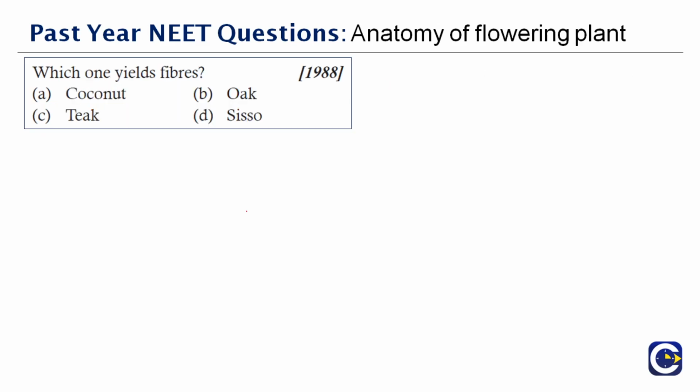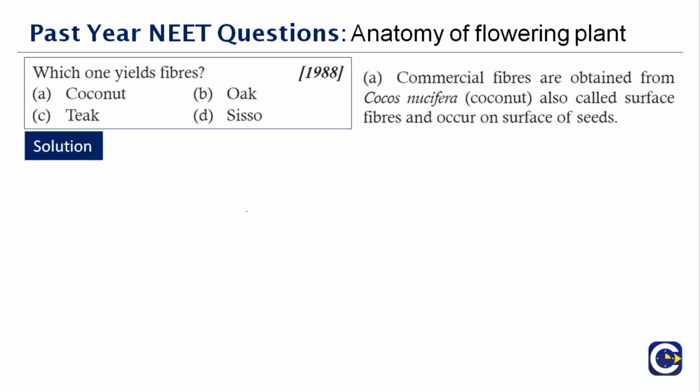Okay, next question here. Which one yields fibers? This is a very easy question. You have 4 options here: teak, oak, sisal, and coconut. When we talk about fibers, the first thing that comes to our mind is coconut. Commercial fibers are obtained from the coconut. We all use fibers, right? Now we have various other processes which we use for cleaning utensils and vessels. But in olden days, they only used coconut. That has more fiber content which is used for cleaning vessels and utensils as well.